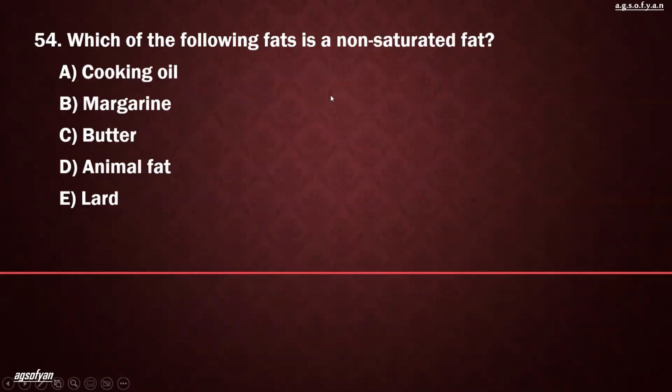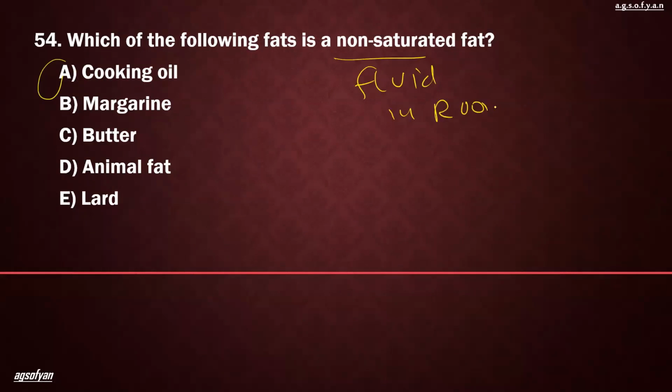Which of the following is non-saturated fat, or unsaturated fat? Which one? I just explained it before. It's going to be cooking oil, because it is fluid at room temperature.